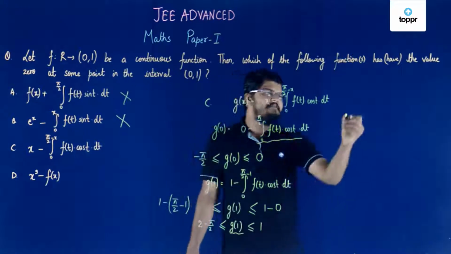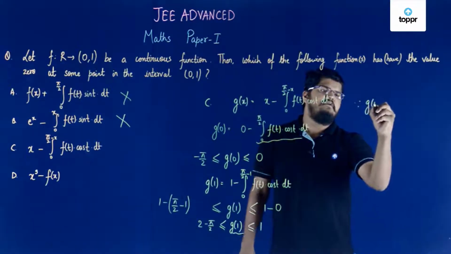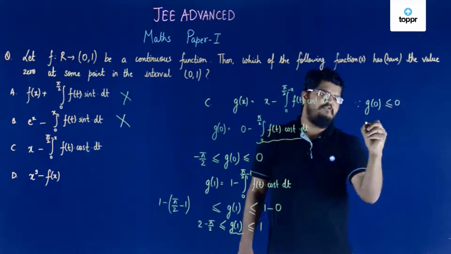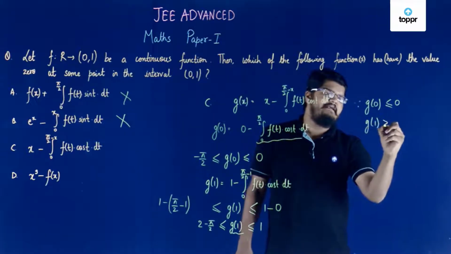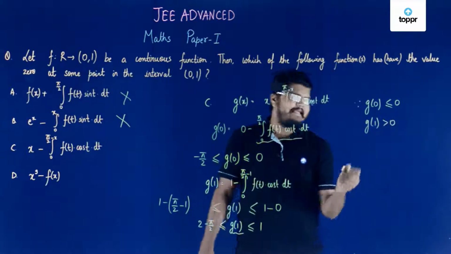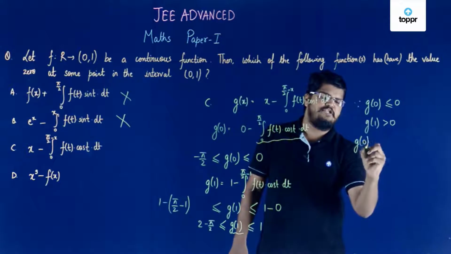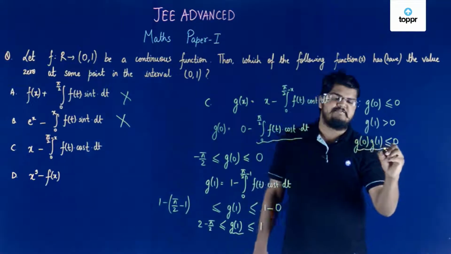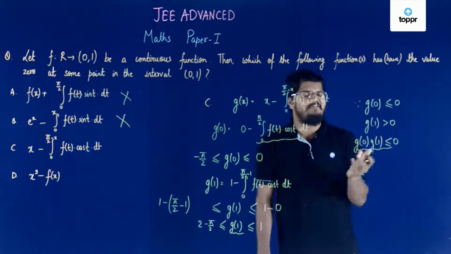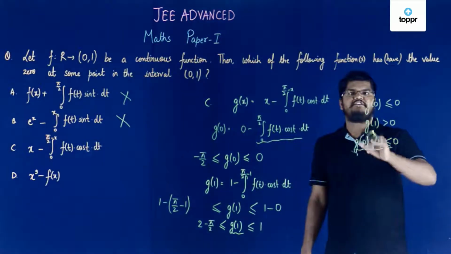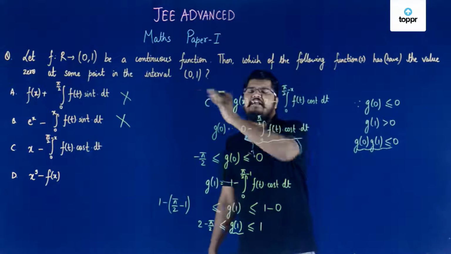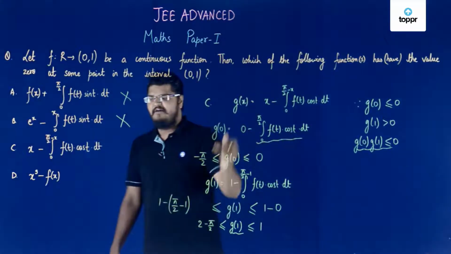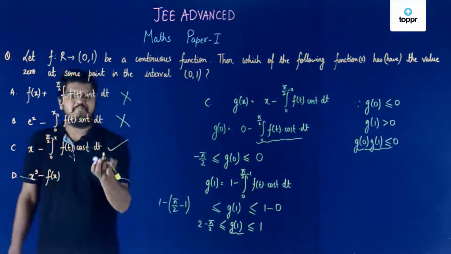Now since g of 0 is less than or equal to 0 and g of 1 is greater than 0 for sure, I can say that g of 0 into g of 1 will be less than or equal to 0. And since this particular function is less than or equal to 0, we can say that this particular function will have the value 0 at some point in the interval 0, 1. And so this is our one possible answer.